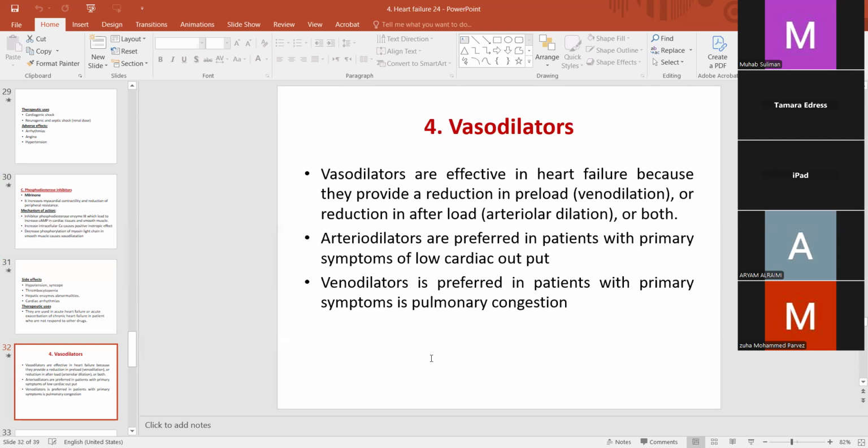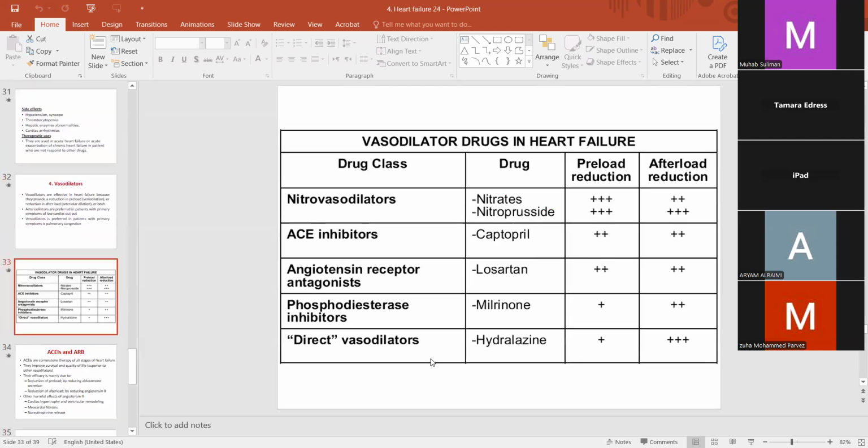All other drugs were discussed before, so we just mention them. In vasodilators, we commonly use in heart failure the ACE inhibitors and angiotensin receptor blockers, because besides being vasodilators, they stop the RAS system, which can aggravate and increase the progression of heart failure. The most commonly used drugs are captopril and losartan, as ACE inhibitors and angiotensin receptor blockers.